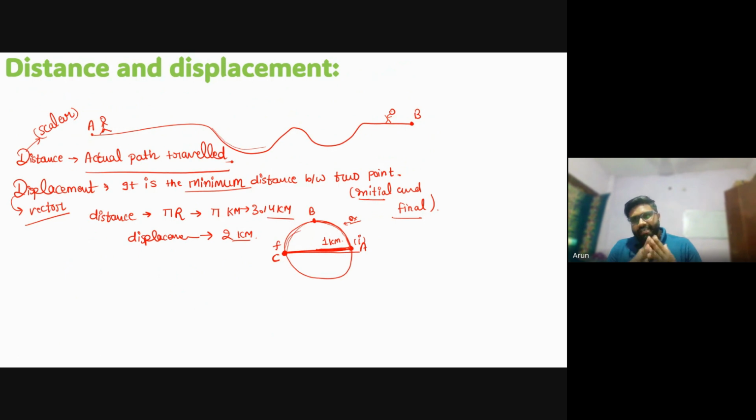The distance is a scalar quantity, displacement is a vector quantity. What is a vector quantity? One in which we need direction also. To draw a straight line, you need the direction. You need to draw the straight line in this particular direction, A to C. That is why displacement is a vector quantity. Got it?